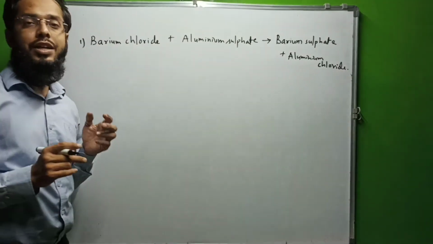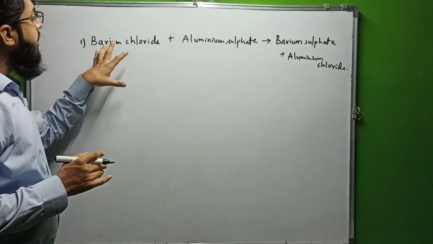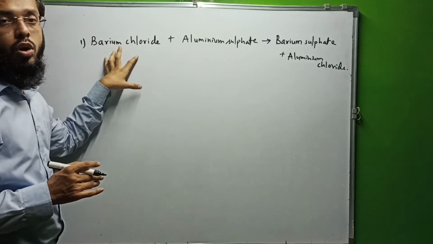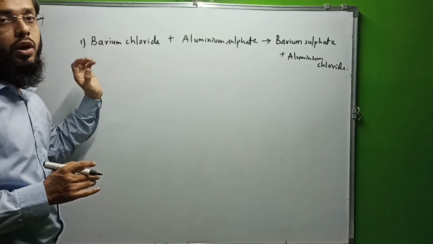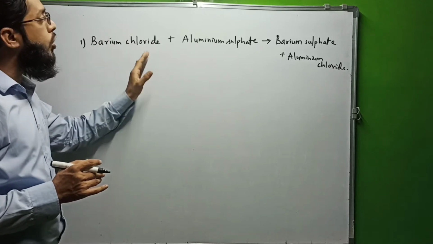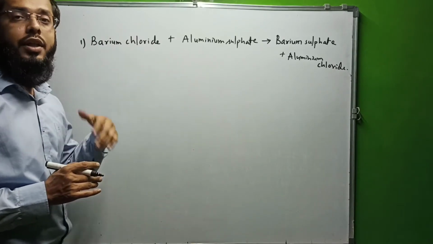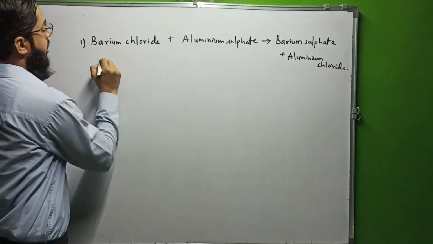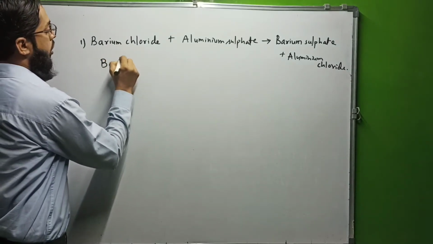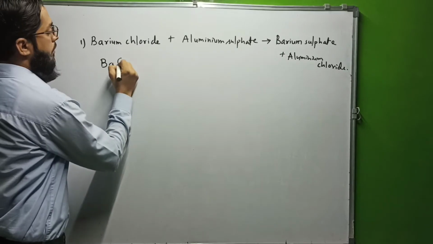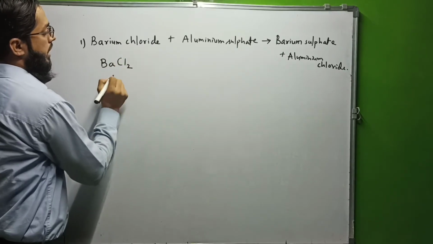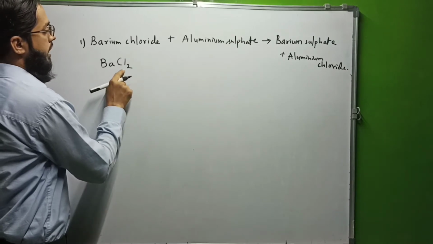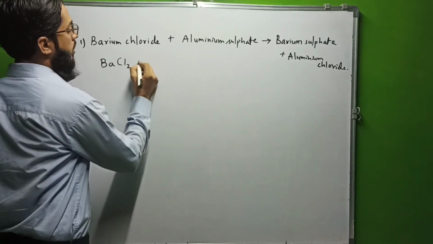So dear students, as I told you, we have to remember the valencies, the symbols, and the molecular formula. Then only we will be able to write the chemical equation, and then balance it. So first let us write down the molecular formula. Ba plus 2, Cl minus 1. The formula will be BaCl2, because barium is plus 2 and chloride is minus 1.